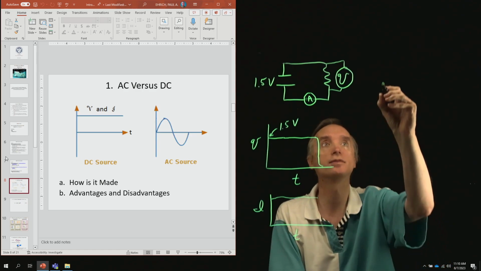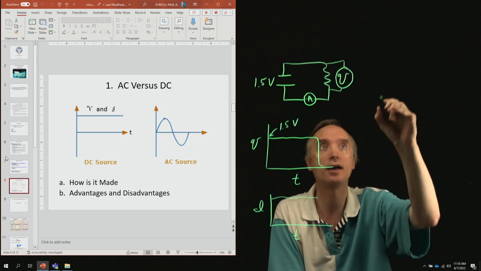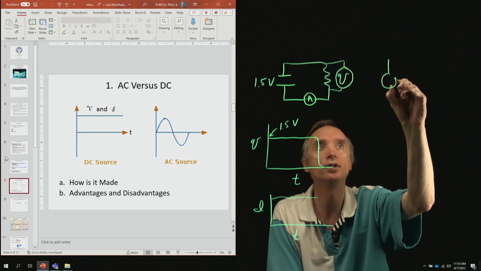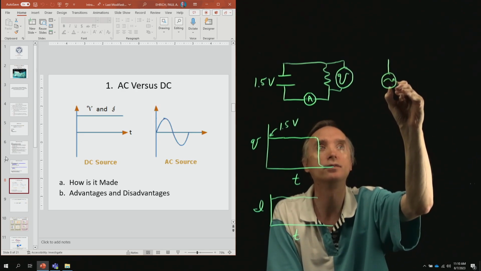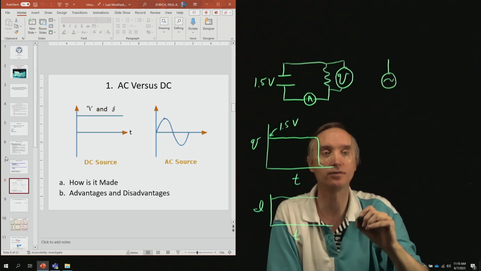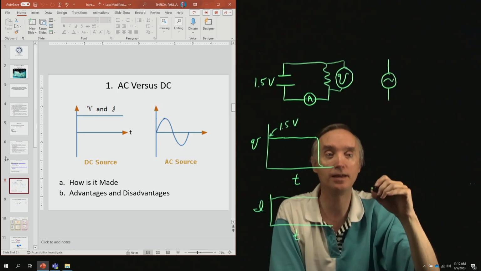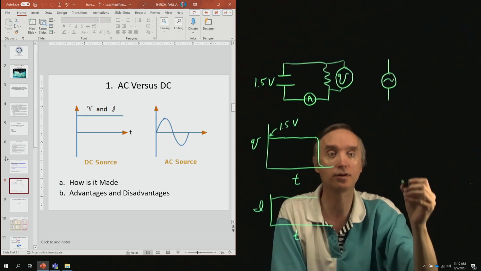Now let's compare this to AC. So in the case of AC, we do not have a battery in there. I haven't shown you this symbol here, but this thing represents a generator. So a generator is going to generate AC, alternating current.